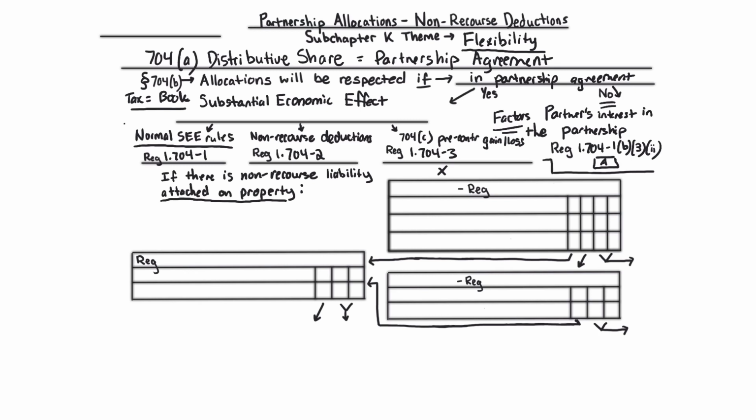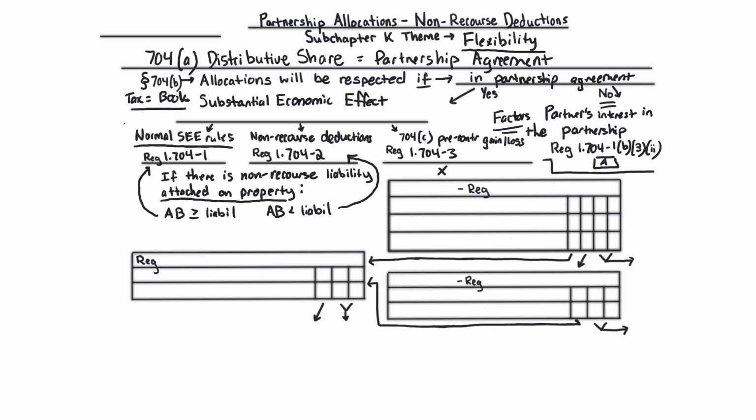Okay? Now, if there's a non-recourse liability attached to the property, here's the problem. If the adjusted basis of the property, you look at the tax basis, at any time is greater than or equal to the liability, then we're applying the normal SCE rules, Reg 1.704-1. Again, go back to that video that I've already gone over. But if the adjusted basis is less than the amount of the non-recourse liability, we apply the rules for Reg 1.704-2, the non-recourse deduction rules, which have special rules.